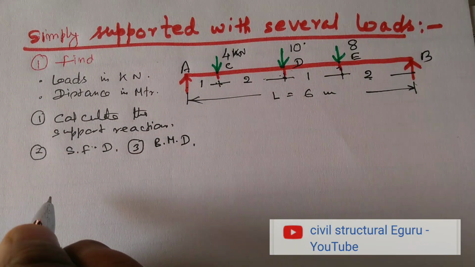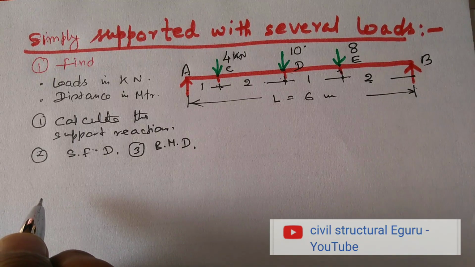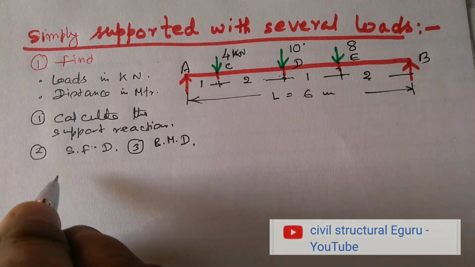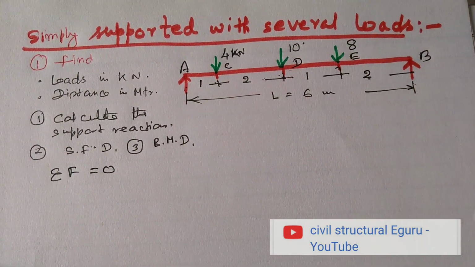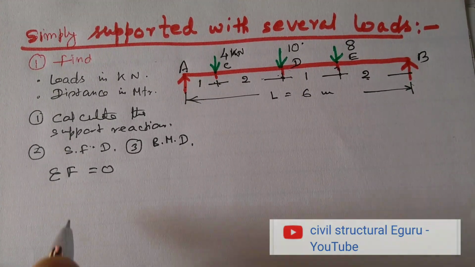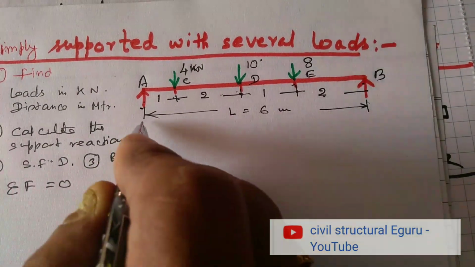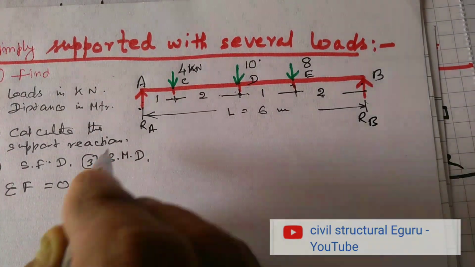The law of equilibrium of forces says that the algebraic sum of all the loads, vertical plus and downward, is 0. Summation of all the forces equal to 0. We shall apply this here to find the reaction at the support. So you see that here this is A and this is B. It will be called RA and this RB, meaning reaction at A and reaction at B.